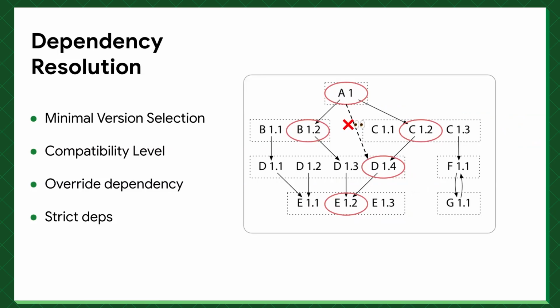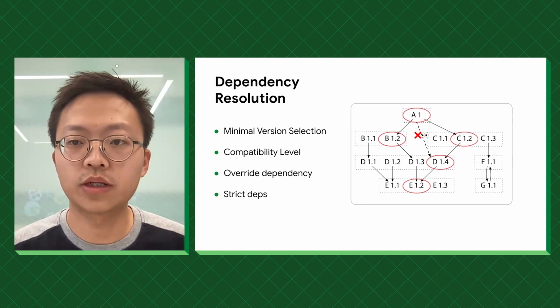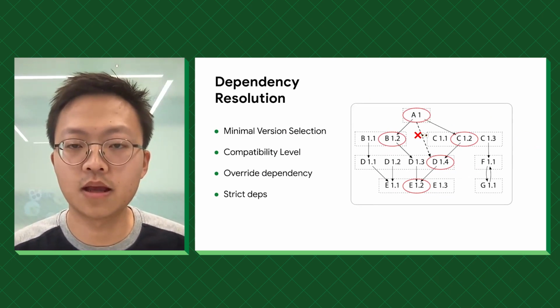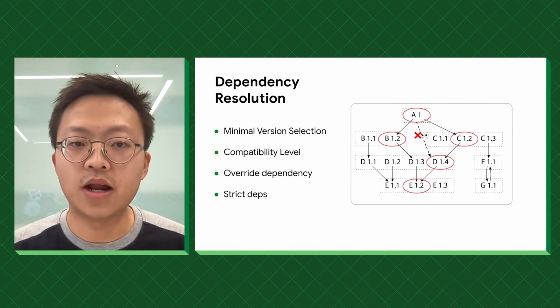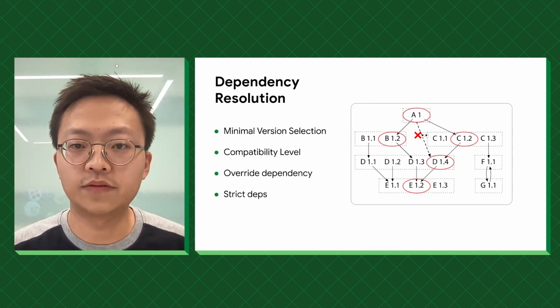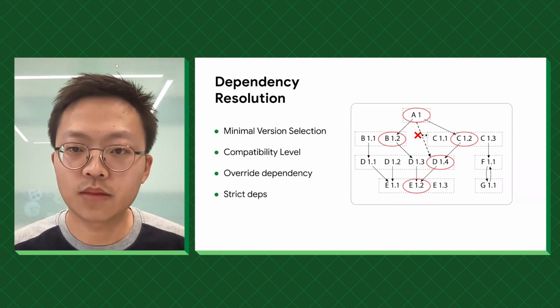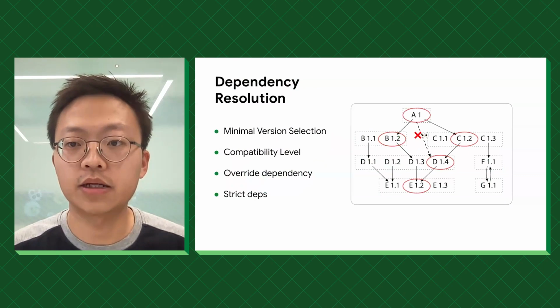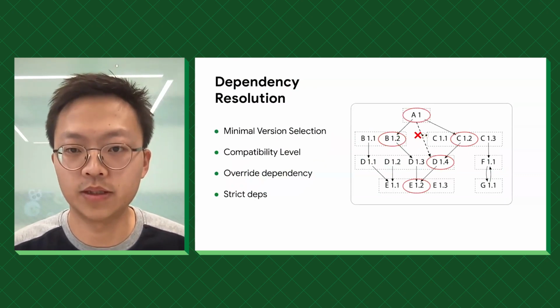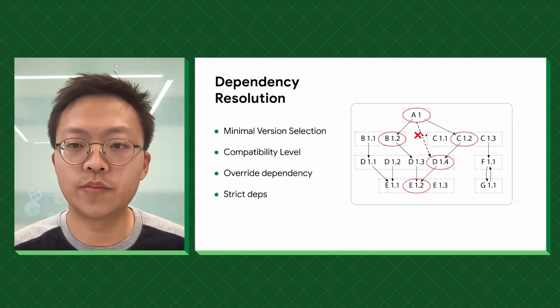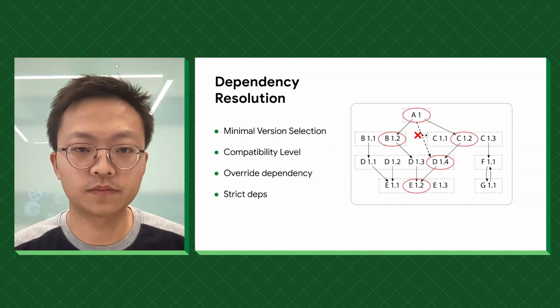Finally, we are enforcing strict deps on external dependencies, which means a Bazel module can only see the dependencies it directly declares. For example, in this case, even though module D is available in the resolved dependency graph, it's not possible for module A to use any targets from D unless it explicitly declares D as a direct dependency. This helps make sure your build still works correctly after updating your dependencies.